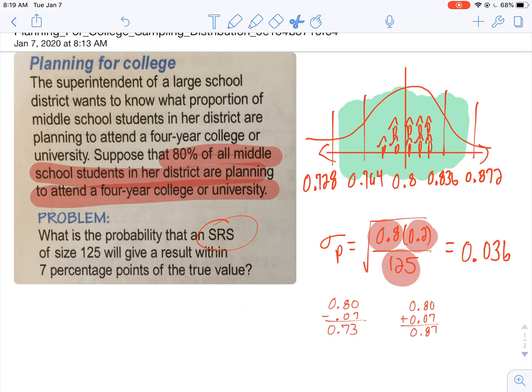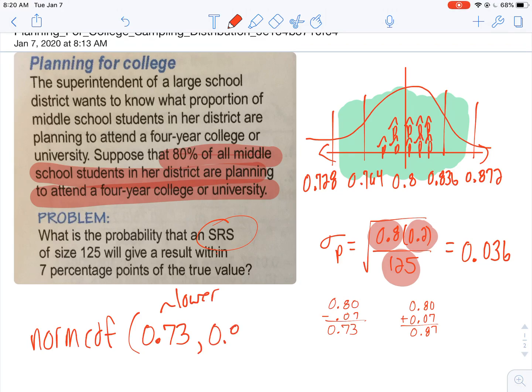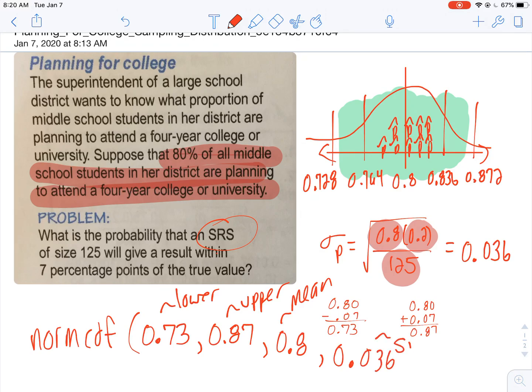But just to be safe, I'm going to use normalcdf on my calculator. I recommend you do the same thing. So I'm going to plug in 0.73. So that's my lower. My upper is 0.87. My mean is 0.80, and my standard deviation is 0.036. Notice how I'm labeling everything. So I'm going to use my calculator function. I recommend you do the same, and we'll see what we get.